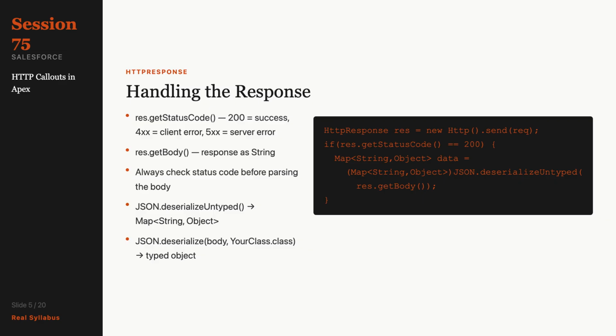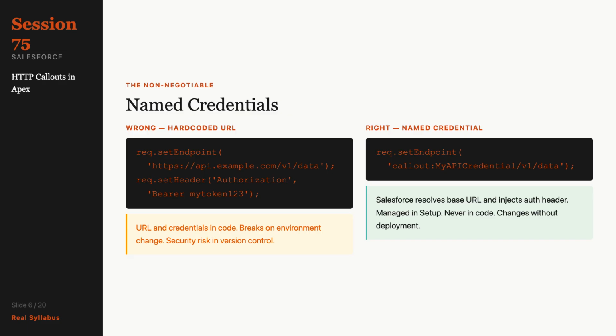Named credentials: the correct way to manage callout endpoints and authentication in Apex. Create a named credential in Setup with the base URL and authentication method. In code, set the endpoint to callout:CredentialName/path instead of a full URL. Salesforce resolves the base URL and handles the authentication header automatically. The actual URL and credentials never appear in Apex code.